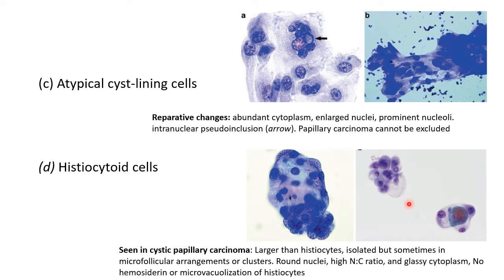They have a higher NC ratio, glassy cytoplasm, and they do not have any microvacuolization or hemosiderin, which is usually present in histiocytes. So if you have such histiocytoid cells and you do not have any definite nuclear features in the follicular epithelial cells, then you should categorize those cases under AUS with nuclear atypia, because there is a high chance that you may have an underlying cystic papillary carcinoma in these cases.